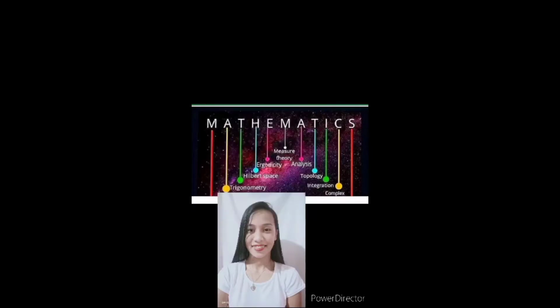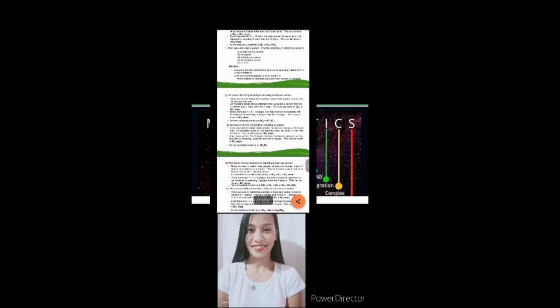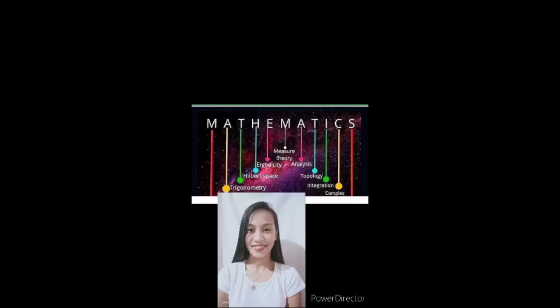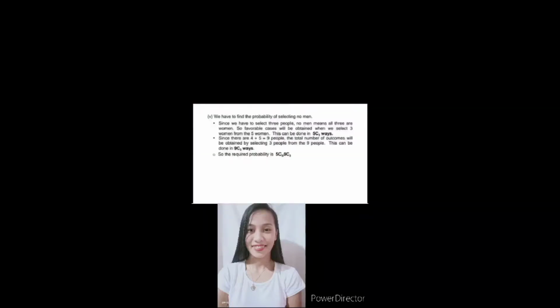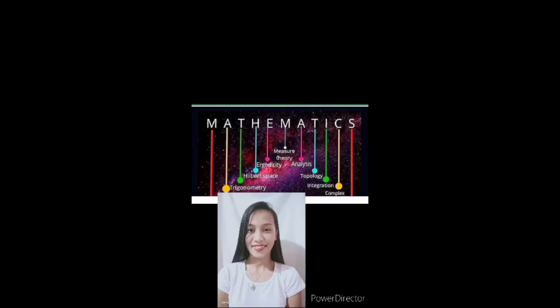Then number 3, there are 4 men and 5 women. Find the probability of selecting 3 of which. So it is the same solution. Look at the solution. We know the combination formula for selecting r items from n. So it is the same solution. All the examples shown to you is that we have to find the probability.